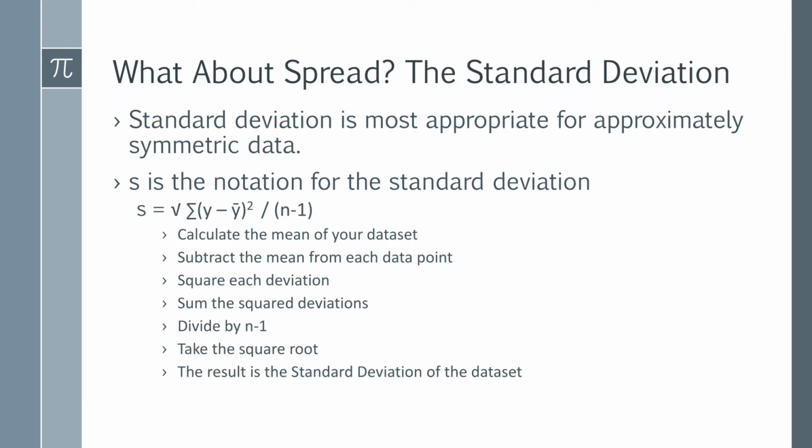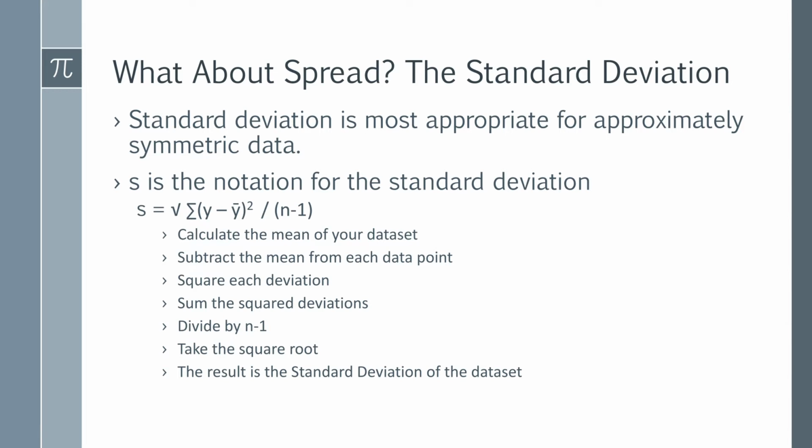When we talked about median, we used the interquartile range, or the IQR, to measure our spread. For the mean, we're going to use the standard deviation to measure our spread. And just like the mean, standard deviation is most appropriate when the data is approximately symmetric. Now, we use a lowercase s as our notation for the standard deviation.